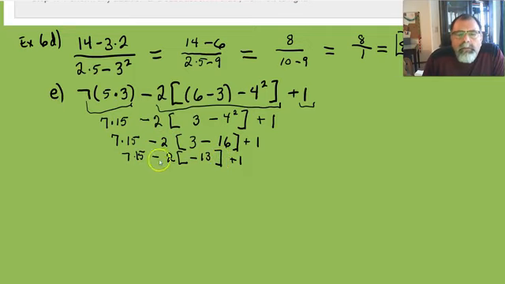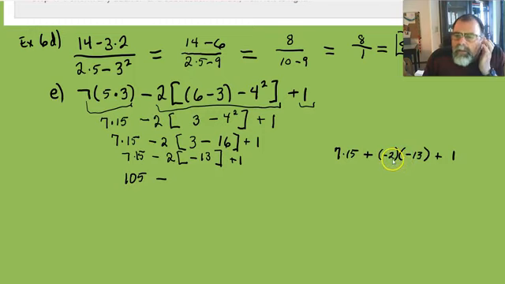There's no more exponents. So now we're going to do multiply and divide from left to right. So 7 times 15 is, what is that? 105, minus 2 times negative 13 is negative 26. Or, this is the way that I think of it: I would think of it as negative 2 times negative 13. I don't rewrite this, but in my head, negative and negative make positive, and then 26 plus 1.